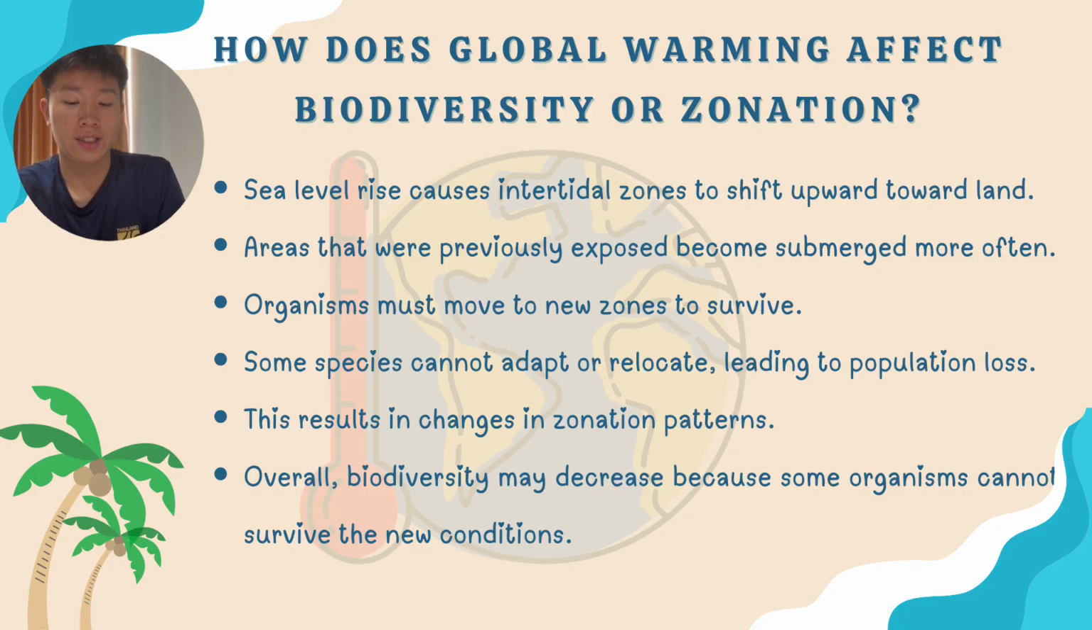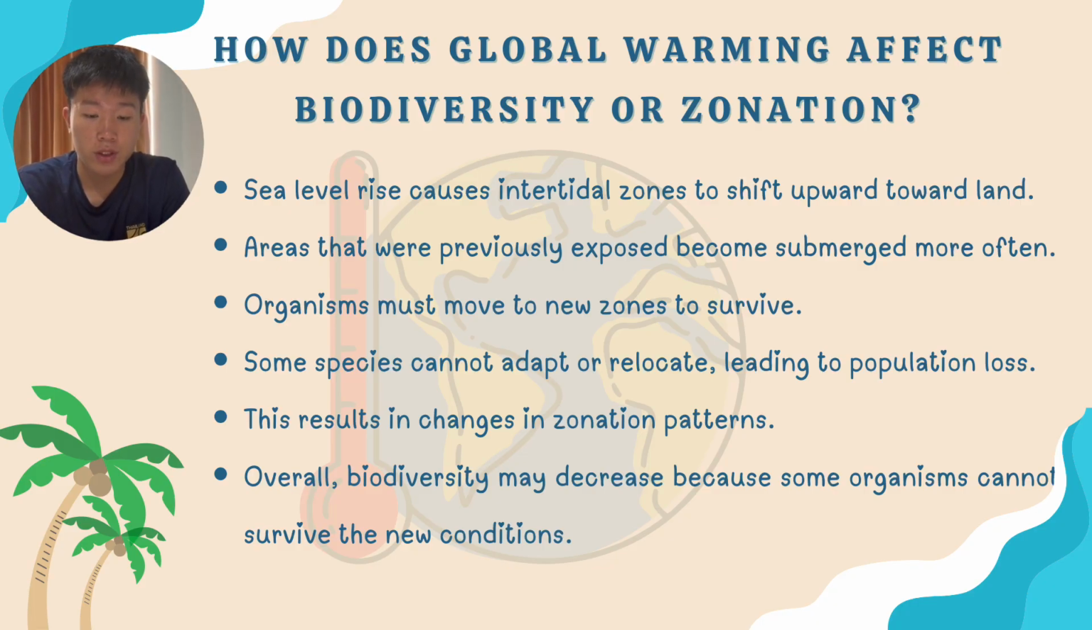Third, organisms must move to new zones to survive. Because the conditions in the original habitats are changing, many organisms are forced to migrate to new zones where the environmental conditions are more suitable for their survival. Fourth, some species cannot adapt or relocate, leading to population loss. However, not all species are able to adapt quickly to this environmental change or relocate to new habitats, which can lead to a decline in their population or even local extinction.